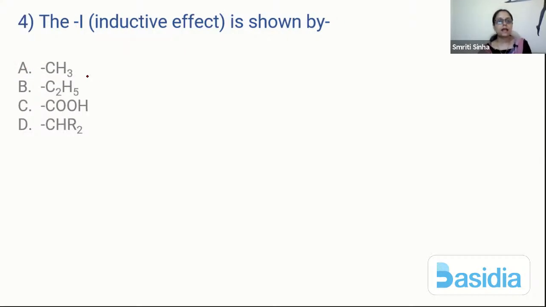Next, the minus I inductive effect is shown by. So which of the following groups will show minus I inductive effect? Minus I inductive effect is shown by electron withdrawing groups, which withdraw the electron towards themselves. You know that alkyl cannot show this effect, so you will rule out all the alkyls. Left behind is the carboxylic acid, and therefore this one is showing the minus I effect, that is minus inductive effect.